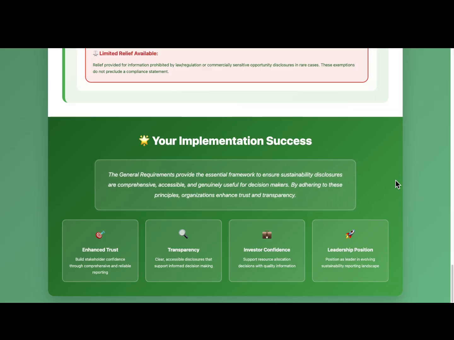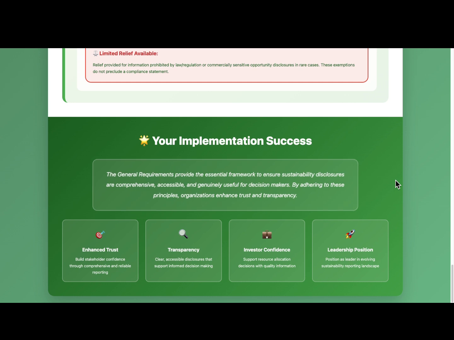So, what's the takeaway for us? The general requirements under AASB S1 provide the essential framework to ensure sustainability disclosures are comprehensive, accessible, and genuinely useful for decision makers. By adhering to these principles, organizations enhance trust and transparency. These disclosures will ensure that stakeholders have more confidence in the data disclosed by the organization.